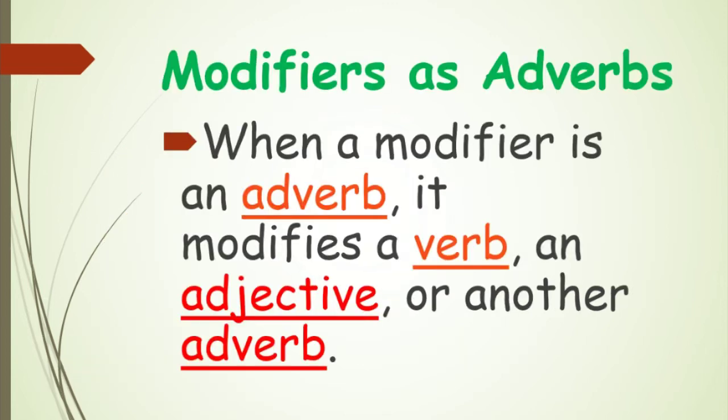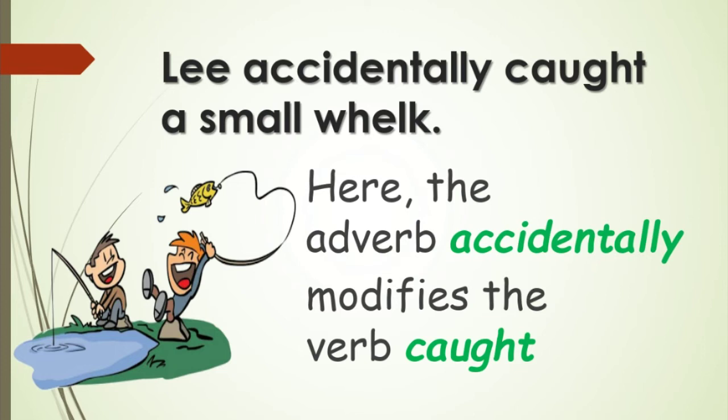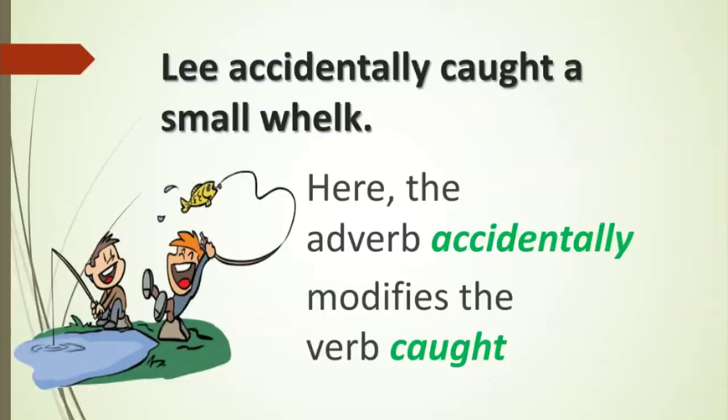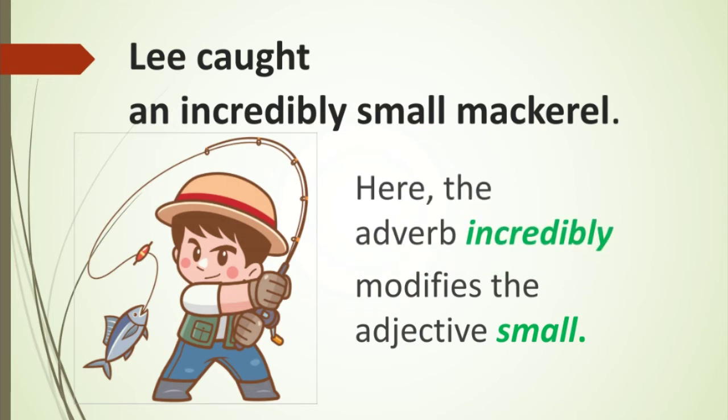So, modifiers as adverbs. When a modifier is an adverb, it modifies a verb, an adjective, or another adverb. Lee accidentally caught a small whelk. Here, the adverb is accidentally and it modifies the verb caught. Lee caught an incredibly small mackerel. So what do you think is the adverb used in this sentence? So here, the adverb incredibly modifies the adjective small.